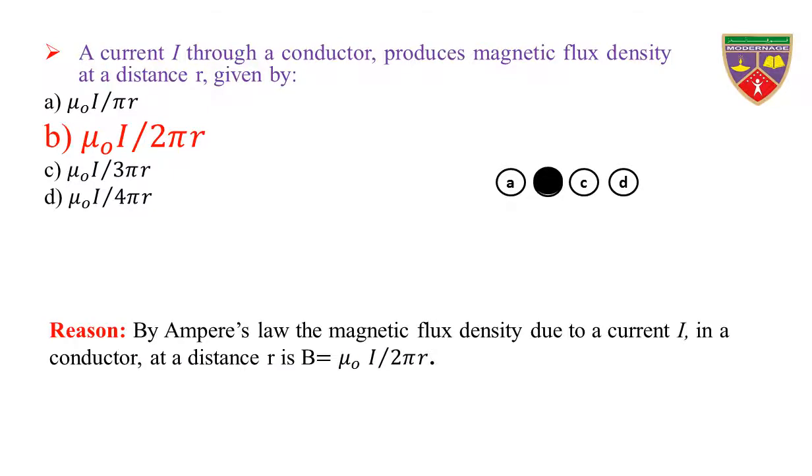Reason: by Ampere's law, the magnetic flux density due to a current I in a conductor at a distance r is B equal to mu naught I divided by 2 pi r. Hence, the magnetic flux density is mu naught I divided by 2 pi r.